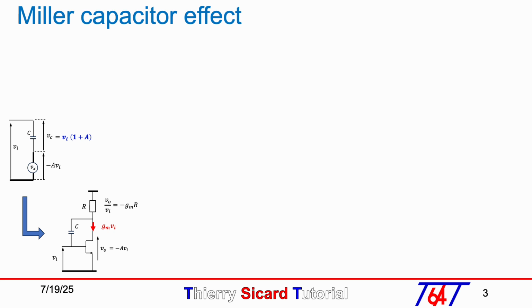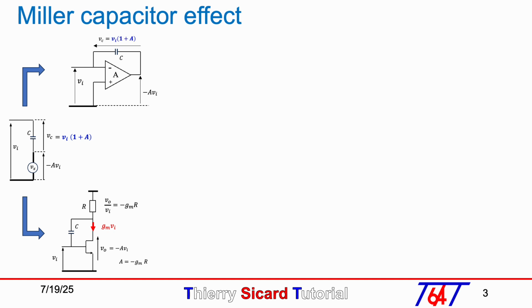A more general circuit using the Miller capacitor effect can be implemented with a differential amplifier of gain A, whose non-inverting input is connected to ground. The output voltage of the amplifier is equal to minus A Vin. Capacitor C is connected between the amplifier output and its inverting input. Since the voltage across the capacitor C is Vin times 1 plus A, the input source voltage Vin will drive a capacitance greater than C and equal to C times 1 plus A.